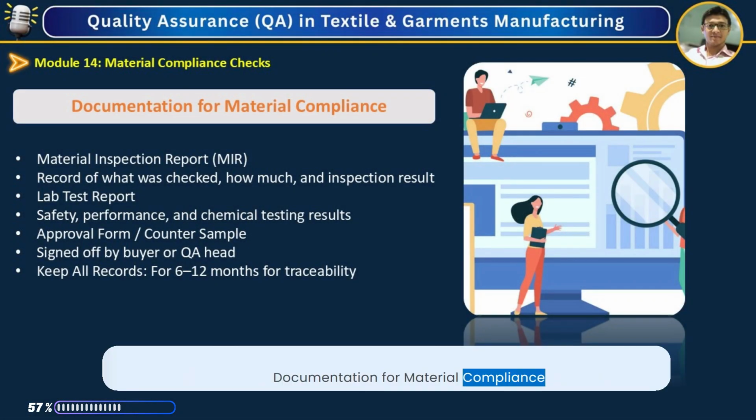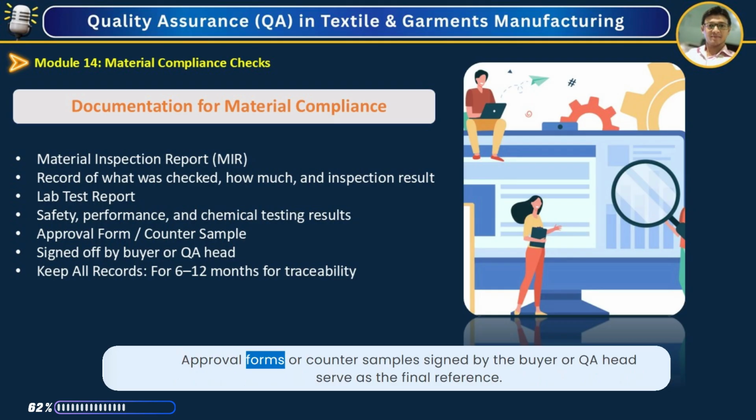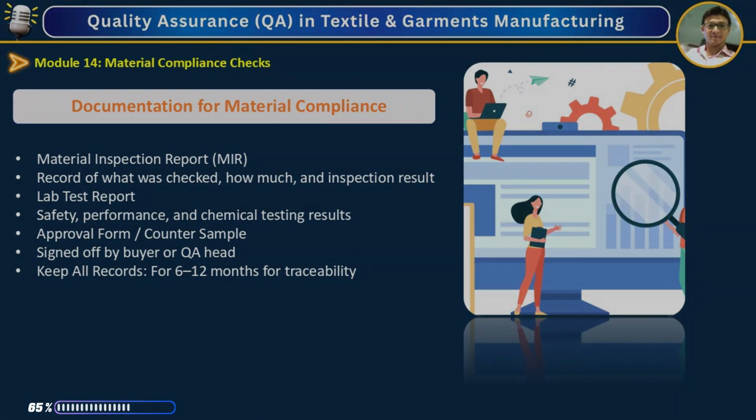Documentation for material compliance. Proper documentation is key to traceability and accountability. The material inspection report logs what was checked and the results. Lab test reports provide performance and chemical safety data. Approval forms or counter samples signed by the buyer or QA head serve as the final reference. These records must be kept for 6 to 12 months in case of audits or issues.